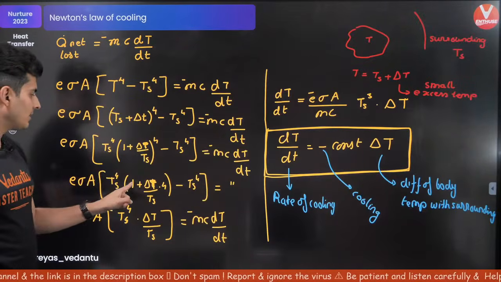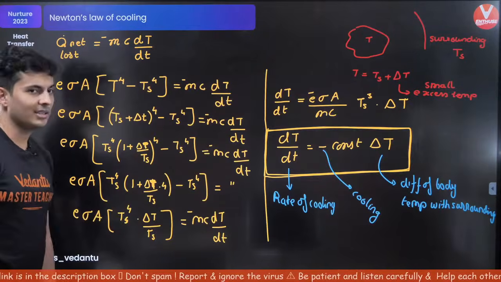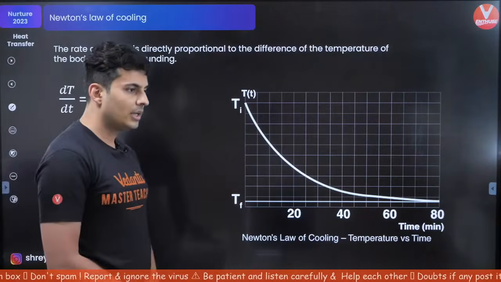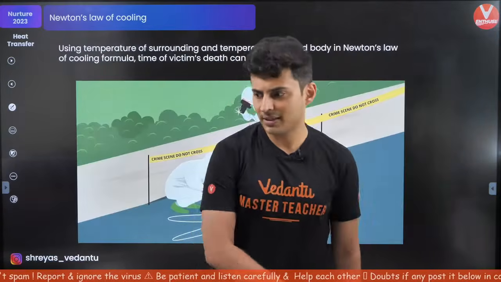1 plus delta T by Ts is 1 plus 4 times delta T by Ts. Okay, this is the binomial approximation step. Good. Good to go. Shall we solve 2 questions?